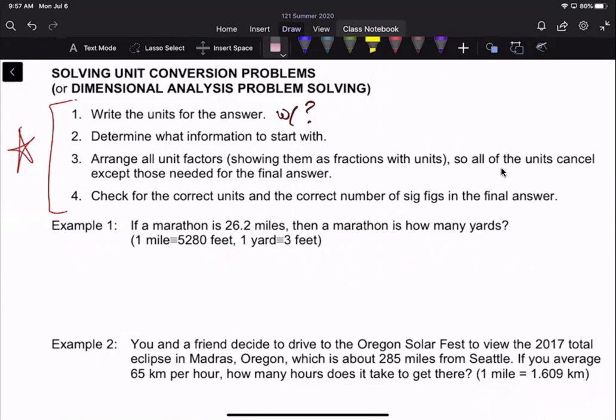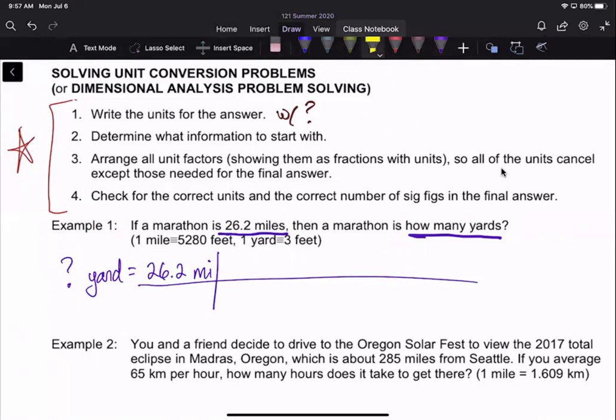Okay, so for these problems, we're going to use dimensional analysis. We will look at the units that we're looking for and the units we're given and determine a series of relationships that turn one into the other. So we're looking for how many yards. That's a distance measurement. And we're starting with 26.2 miles, which is the length of a marathon.